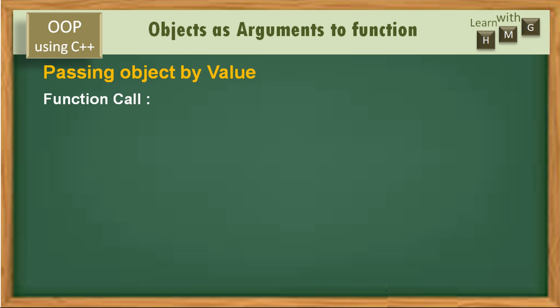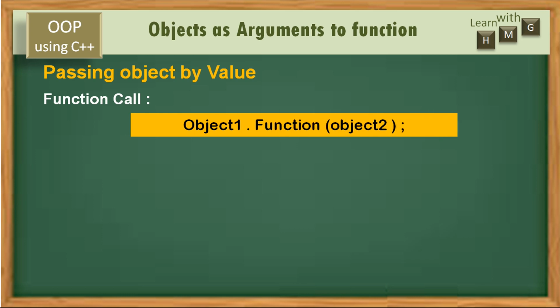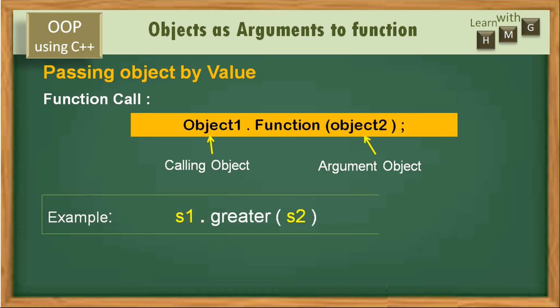The function call. How to call such function? Let us see the syntax. So this function will be called using object and dot operator as usual. Object 1 dot function of object 2. So here object 1 is the calling object because it is calling the member function, and object 2 is known as argument object because it is passed as an argument to the function.